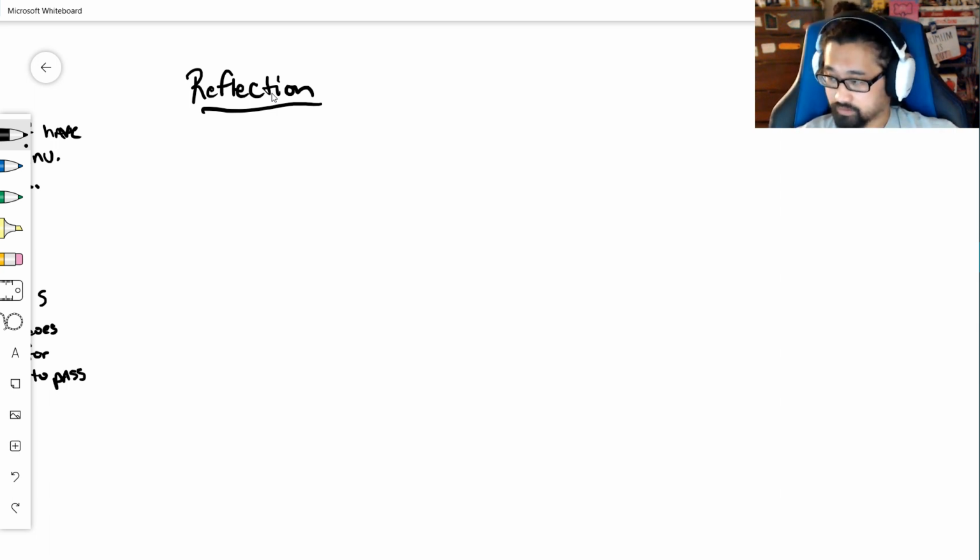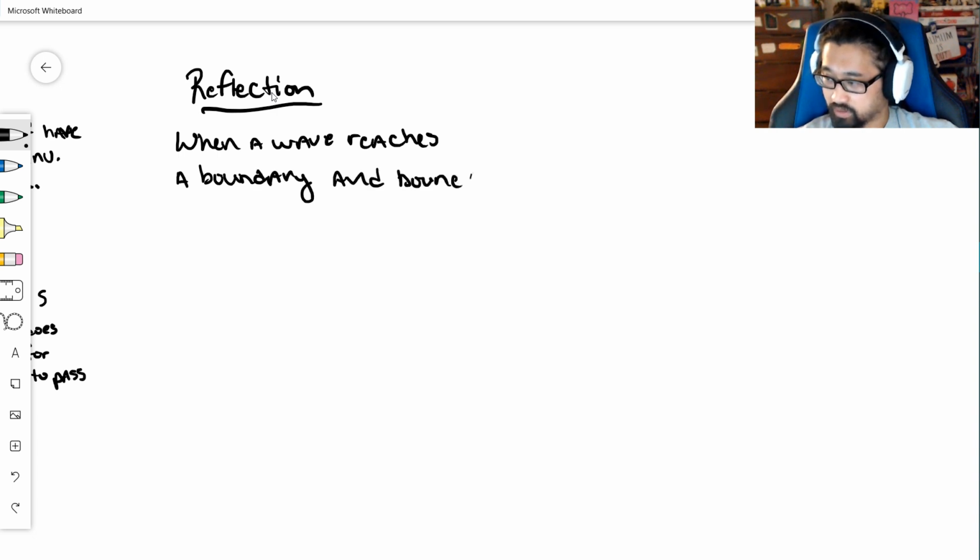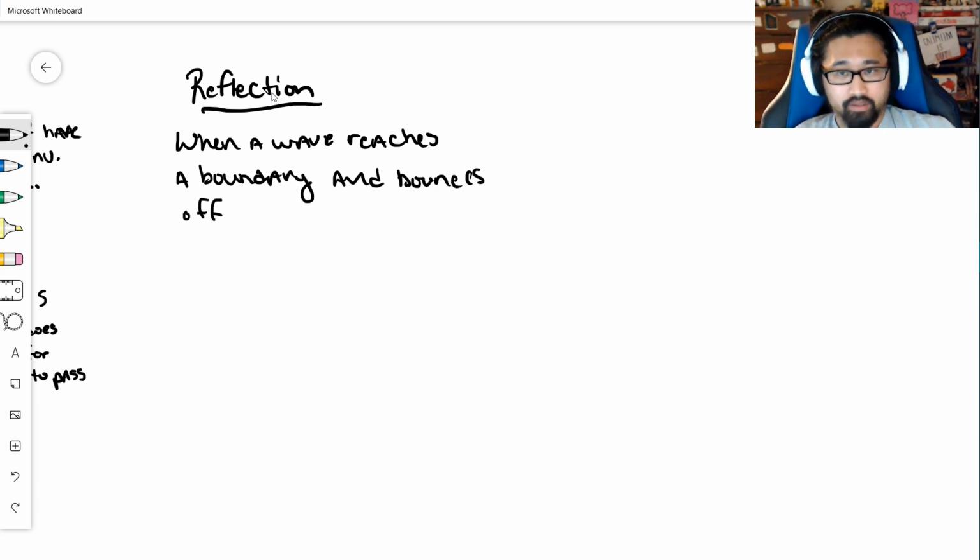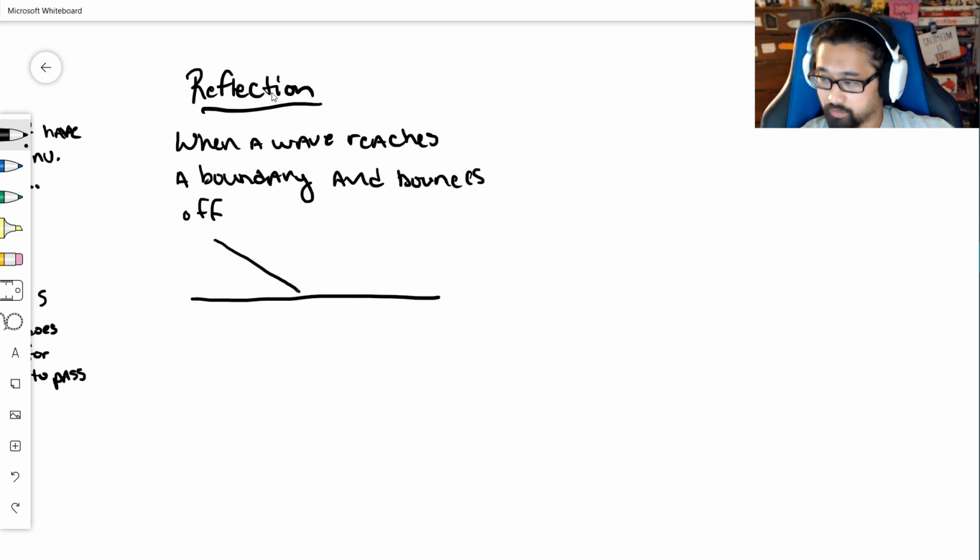But reflection is what happens when a wave reaches a boundary and bounces off, right? So literally, I'll make the boundary like this. Okay? Literally, if this is a wave, and I'm simplifying the wave just so that I don't have to draw the squiggle back and forth, reflection is what happens when it simply bounces, right?